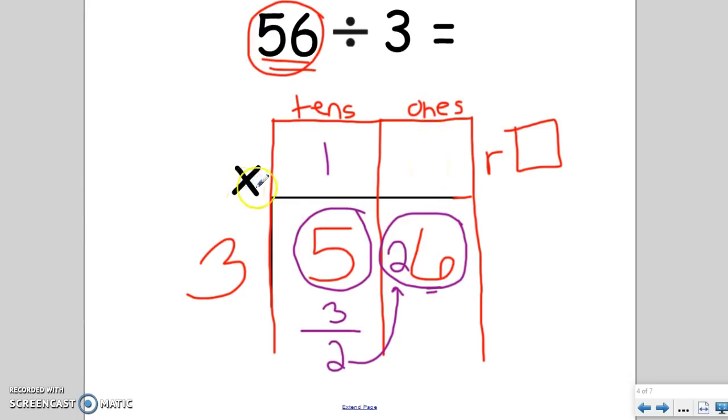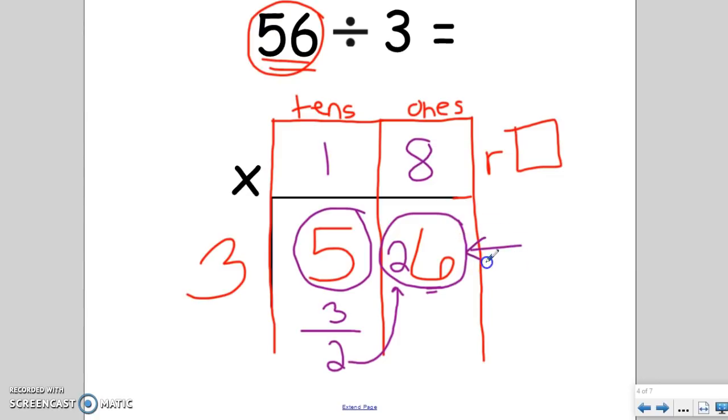So I'm going to say, okay, well, 3 times 5 gets me to 15. I'm not quite close enough yet. I know 3 times 6 is 18, getting closer. 3 times 7 is 21, still getting closer. 3 times 8 is 24, much closer. Wonder if I can go any higher. 3 times 9, boom, 27, too high. So it looks like 3 times 8 was the closest I can get to 26.